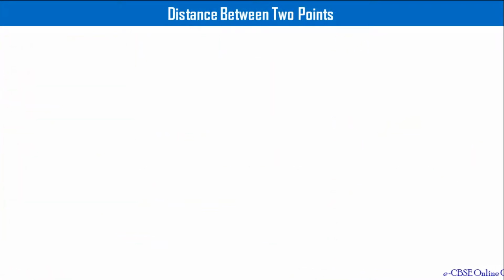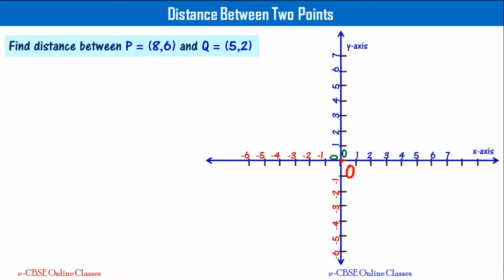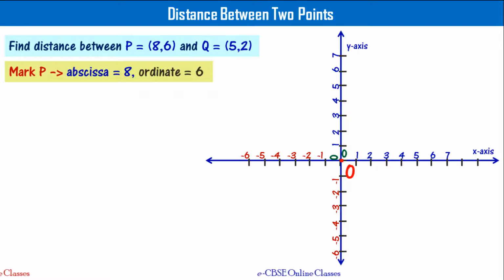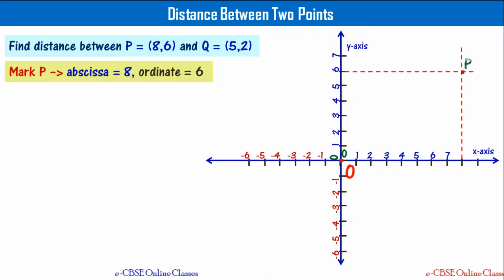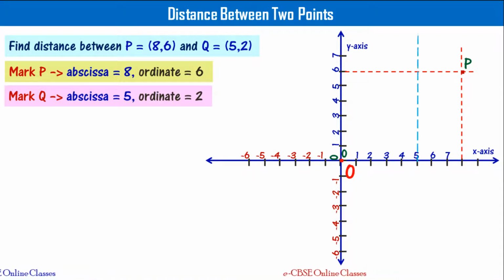Let's now find the distance between 2 points. In the previous case, we have considered one point and origin as the other point and found the distance between those two, right? Now let's consider two different points. Find the distance between P equal to 8, 6 and Q equal to 5, 2. Let's first mark P that has got abscissa 8 and ordinate 6, right? After marking P, let's mark Q that has got abscissa 5 and ordinate 2, that is Q.